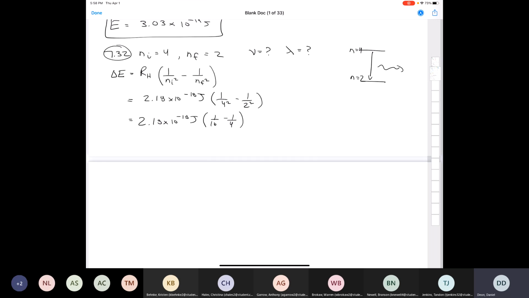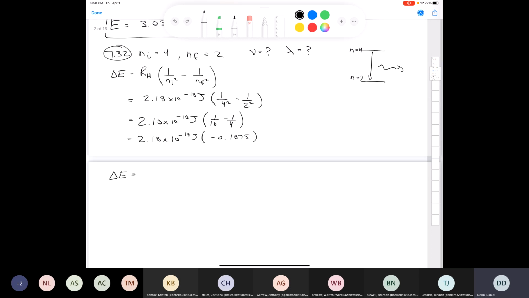So 1 over 4 is a bigger number than 1 over 16. So you end up with a negative number in that parentheses, don't you? You have 2.18 times 10 to the negative 18 joules multiplied by negative 0.1875 is what I put in here. Again, we can only have 3 sig figs in our final answer, but you calculate the delta E and you get that delta E is a negative number, right? This is a change in energy, and there's significance to the sign. So it's going to be negative 4.09 times 10 to the negative 19 joules.